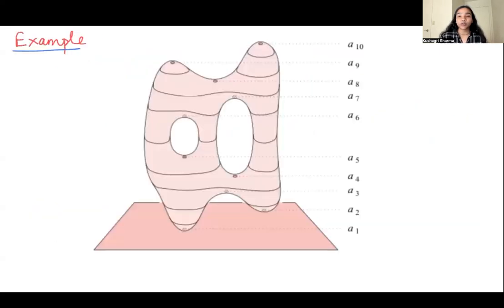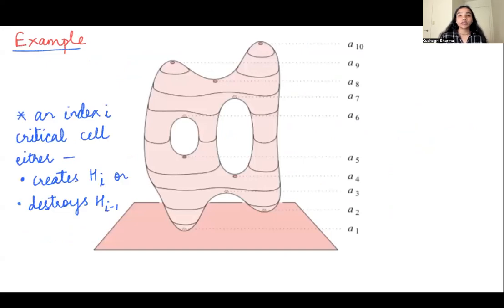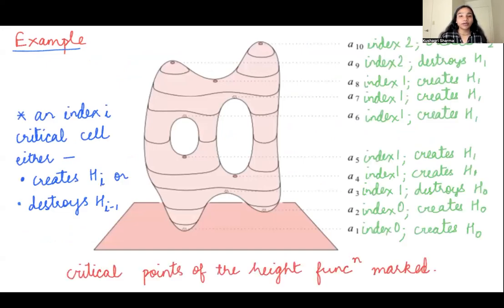And then we try to understand this with the help of an example. So this is a two-dimensional manifold. And let's see how we mark the critical points of the height function on this manifold. If we try to see then what happens at an index I critical cell, it either leads to the creation of a homology class or it leads to the destruction of the previous homology class. So, for instance, starting with A1, this is an index 0 critical point. It creates an H0 and so on. You can see what happens at each index.